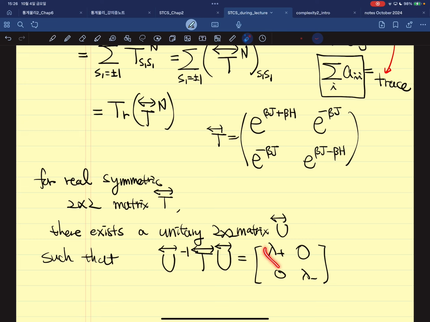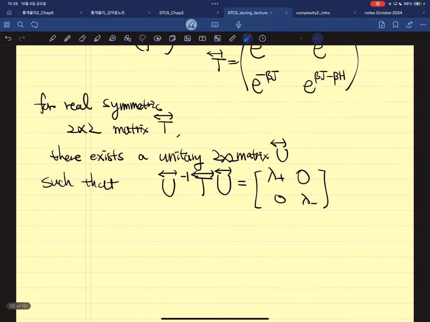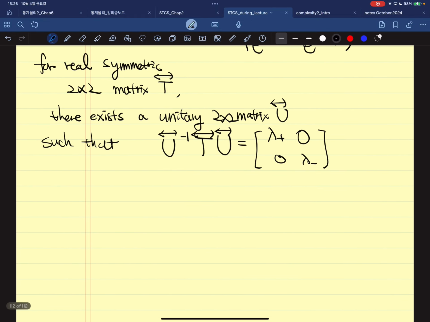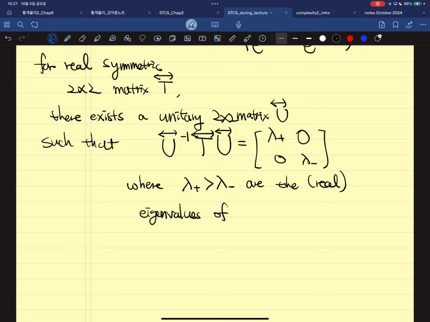And what is this lambda? Yeah, these are eigenvalues. So this should be done. This should be possible for any matrix. In general, let's suppose we order the eigenvalues like this. So these are the real eigenvalues of the transfer matrix T. This is what we call matrix diagonalization by unitary transformation.